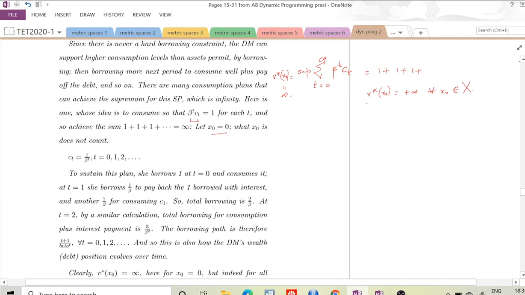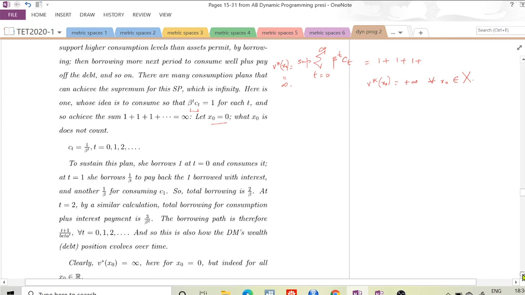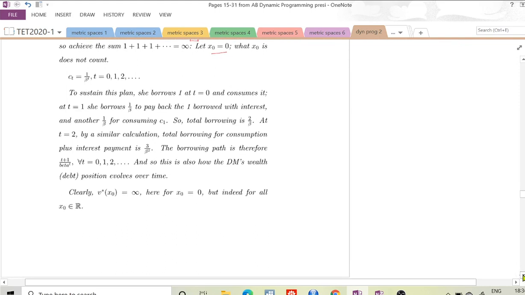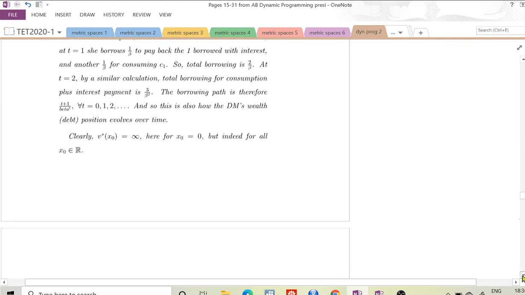So what consumption path actually equates beta to the t ct to 1? It must be that ct is equal to 1 by beta to the t, right? So since beta to the t is going to 0, consumption is exploding. It's exploding to keep beta to the t ct equal to 1. Fine.